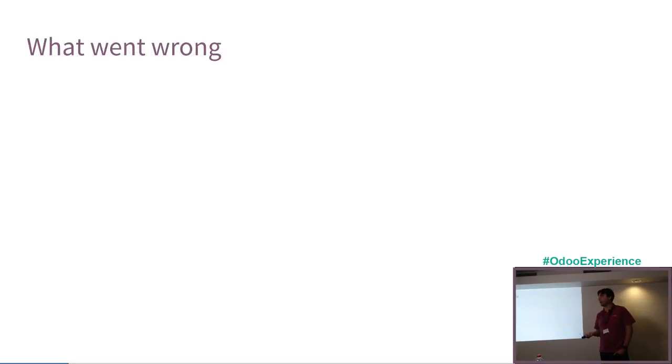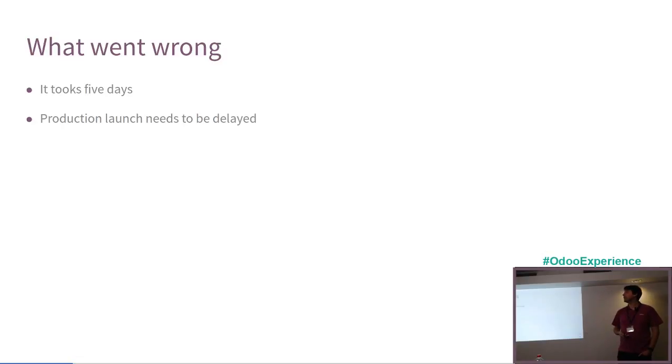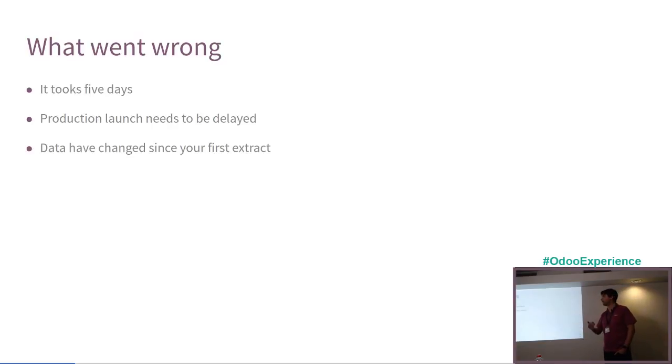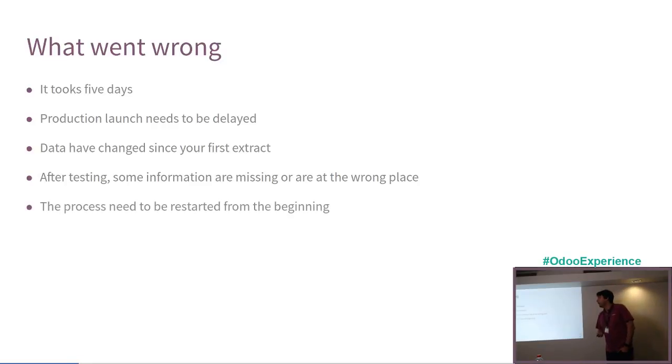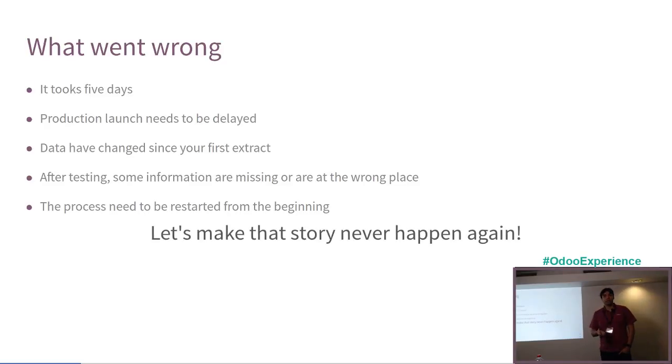What went wrong? Well, it took you 5 days. Well, it's maybe a bit exaggerated, but it depends on how much data you have to load. So the production launch needs to be delayed. The data have changed since the first time you extracted them, so you have to start over again, the whole process. And after testing, you also find that some information is missing, or is in the wrong place, because you did that once, so you had errors. And of course, you start the process again. So let's make sure that story never happens again.